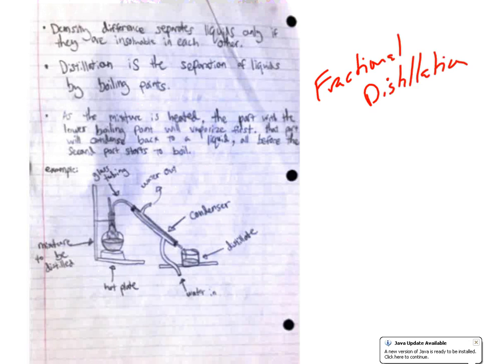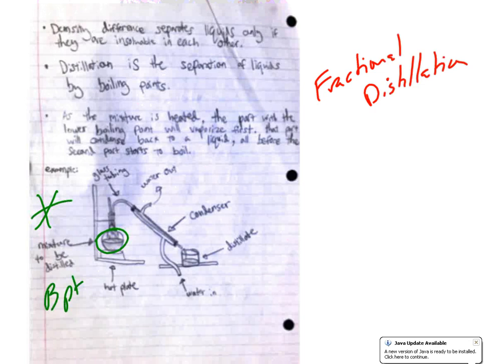Right? And so we have our apparatus here that we had from our book. And the important thing here isn't that you can reproduce the picture exactly, but you understand what's happening. That you've got your mixture down here, and as you're heating that, what's the separation property? What property are we using to separate? Boiling point, yeah.